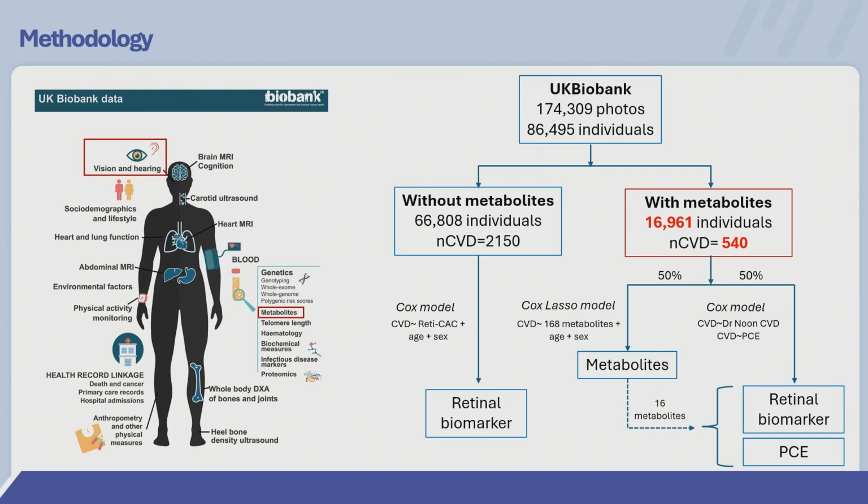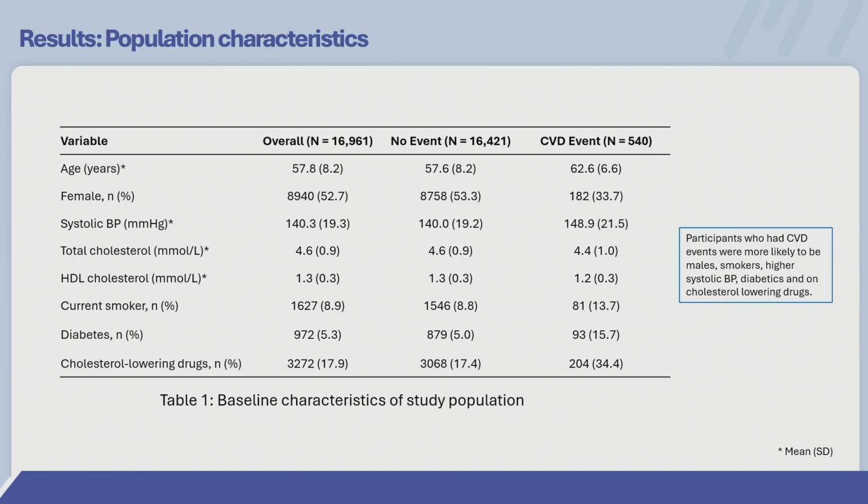Then we did a Cox lasso model. In this, we added on the metabolites, and we have a model in which we can compare retinal biomarker performance. We can compare the Pooled Cohort equation, and then we can compare combined models in which the metabolites are added onto these. So just look at the population characteristics here.